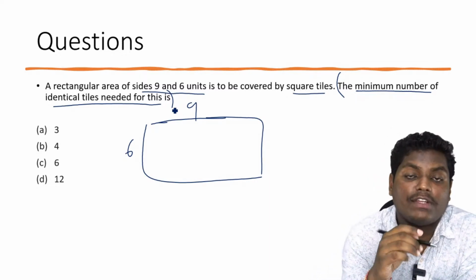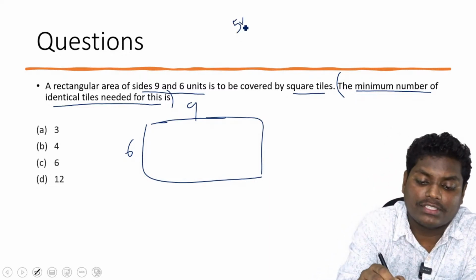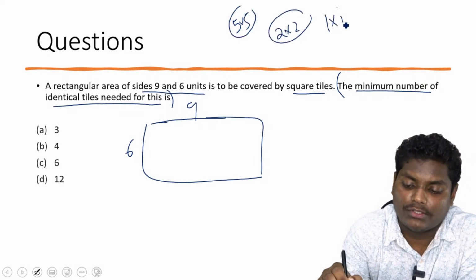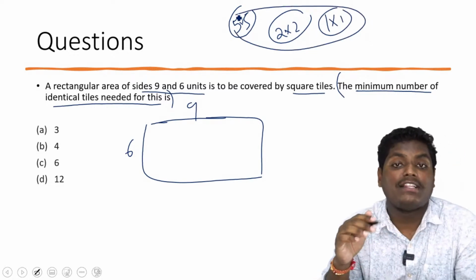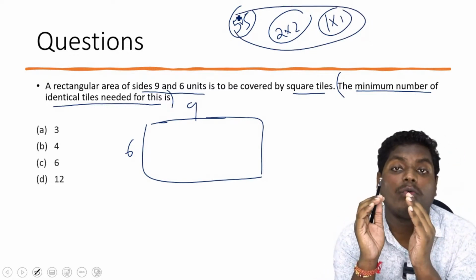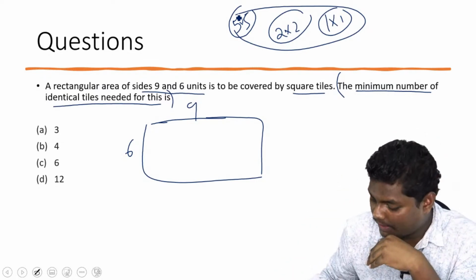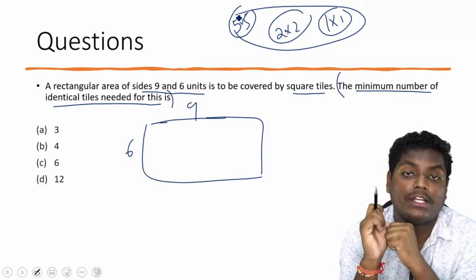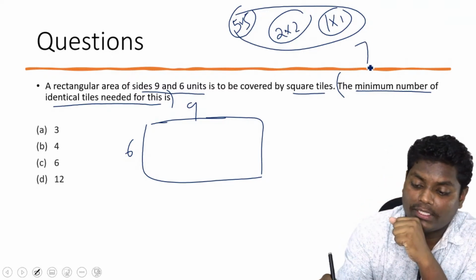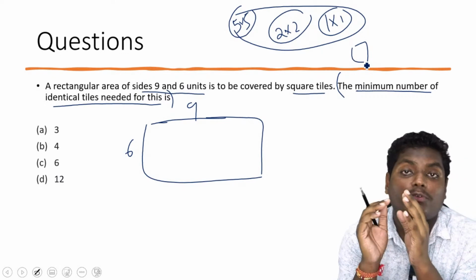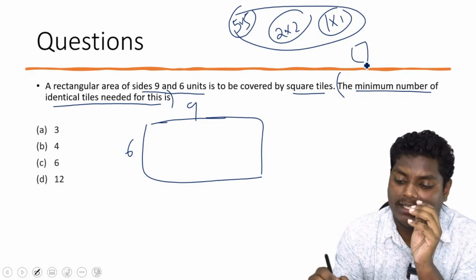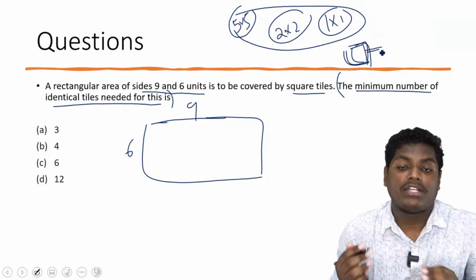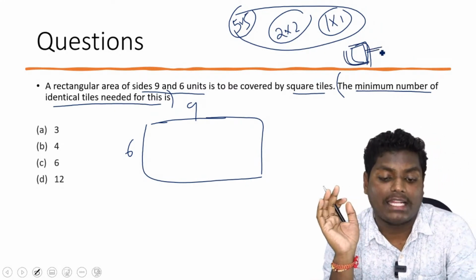In the previous case, we saw 5 cross 5 tiles, 2 cross 2 tiles, and 1 cross 1 tiles. We saw all these dimensions of tiles. But here we have to use only one particular dimension of tile to fill it. That is what the question is asking, so I'm just explaining the difference. It says we need to fill up this 6 cross 9 floor with only one kind of tile. So we need to find the dimension, and accordingly we can find the number of tiles required.